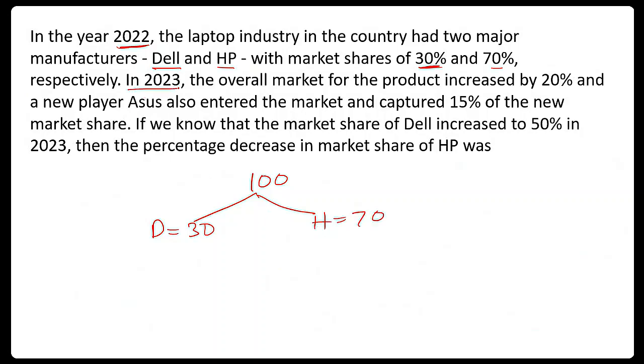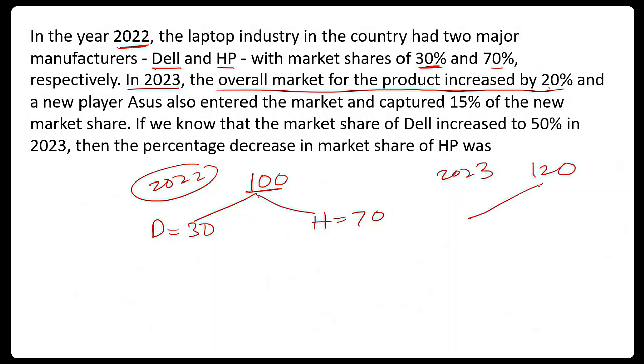In 2023, the overall market for the product increased by 20%. In 2022, it was 100. Now it is increased by 20%, so that means in 2023 it went up to 120. Total market share 120. Now a new player, Asus, also entered the market, capturing 15% of the new market share. So what is 15% of 120? 18. 15% of 120 is 18.